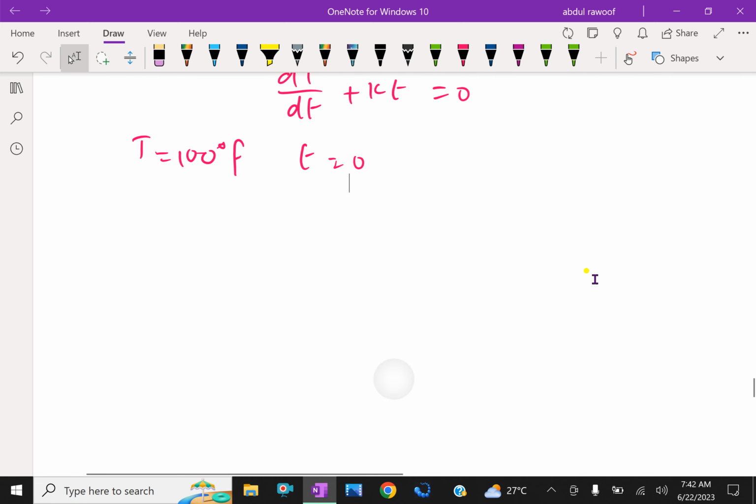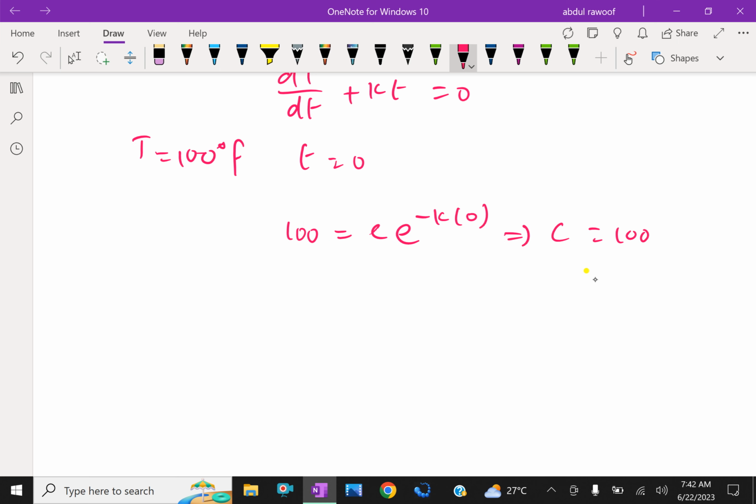100 equals C constant times e to the power minus k into 0. Therefore, we can say C equals 100 from this equation. Now, substituting this value in the solution, T equals 100 e to the power minus kt.